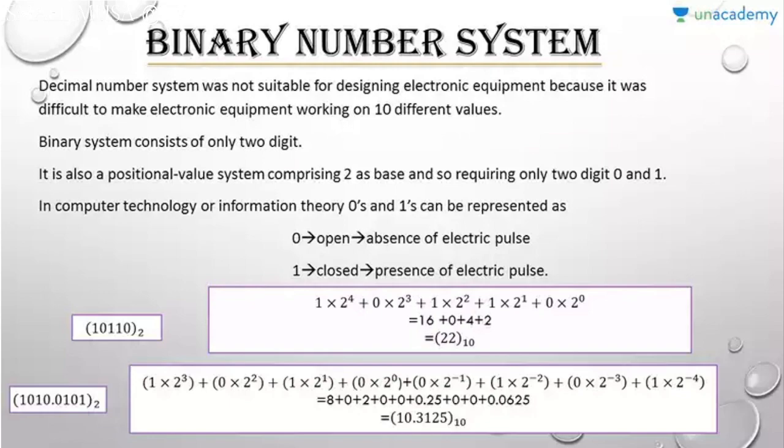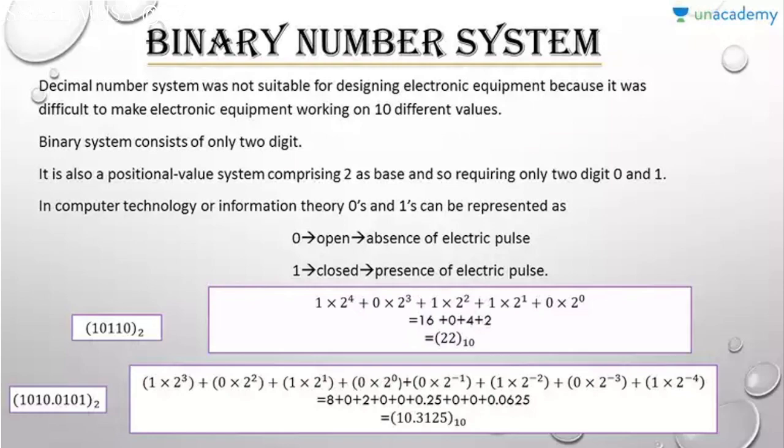In computer technology or information theory, 0 and 1 can be represented as 0 being open, or absence of electric pulse, and 1 being closed, or presence of electric pulse. So information can be sent by a computer or gadgets by means of 0 and 1. But later, it will be converted by the computer system into a language that is understandable to the human mind.